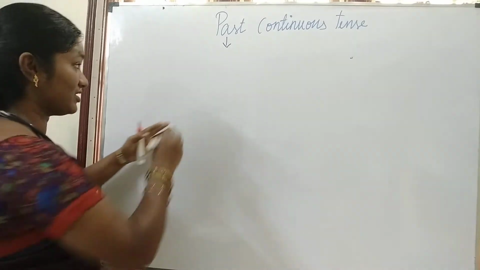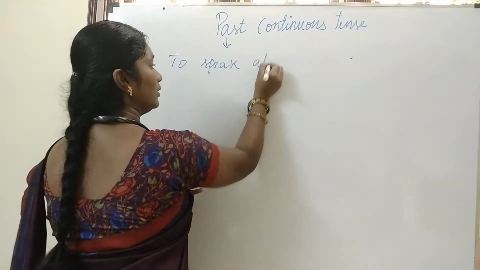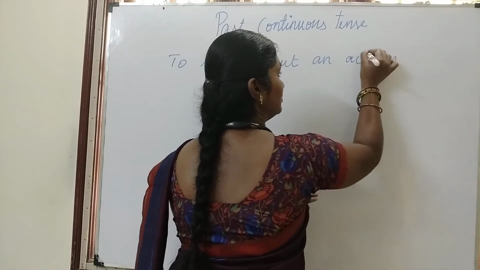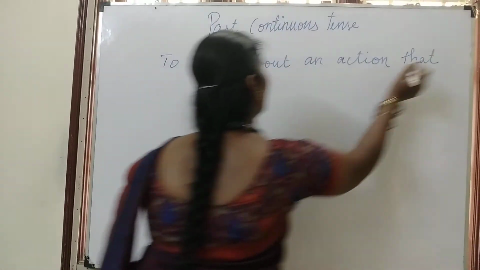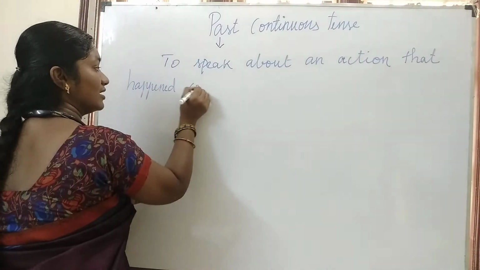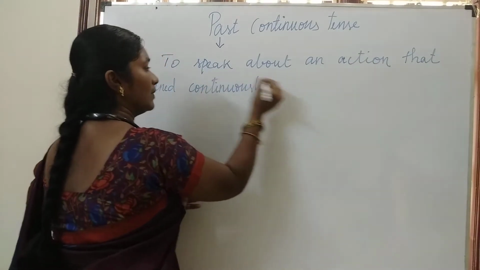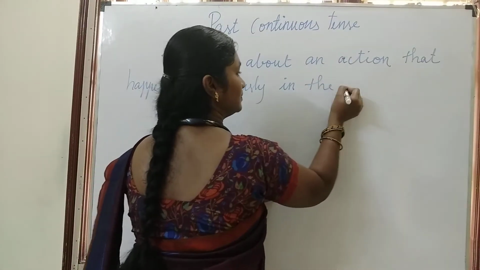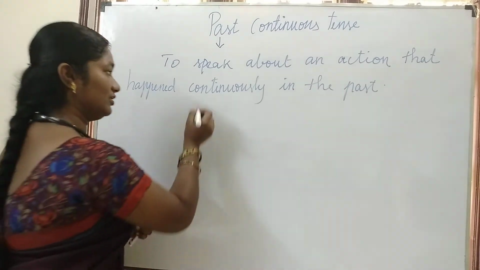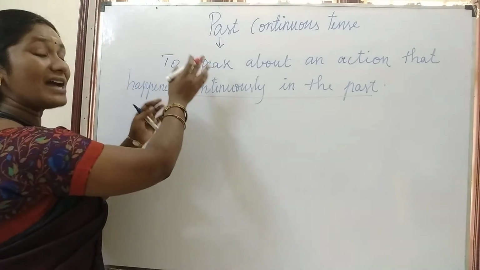So we use past continuous tense to speak about an action that happened continuously in the past. So it gives importance only to the action that happened continuously in the past. So it is called past continuous tense.